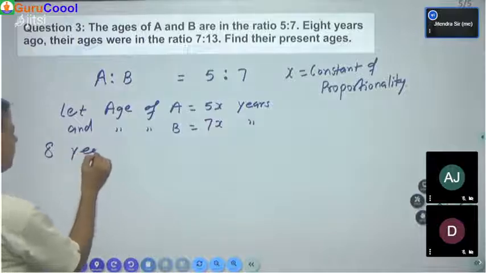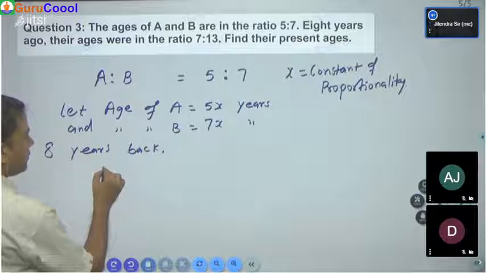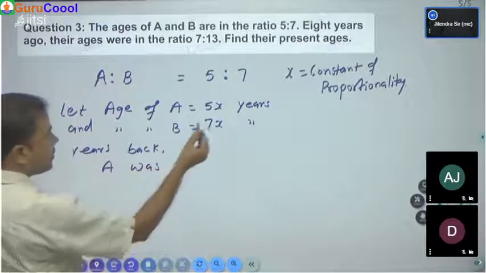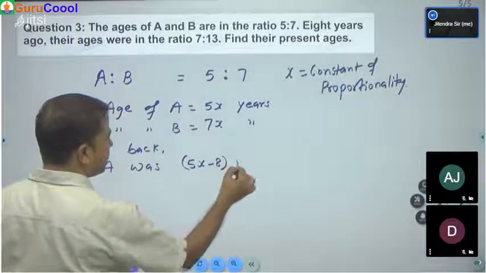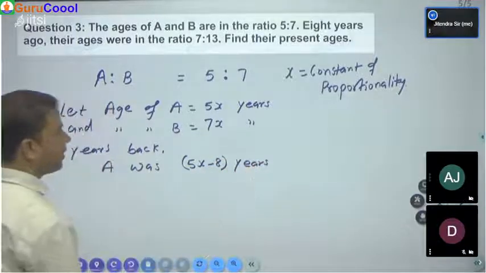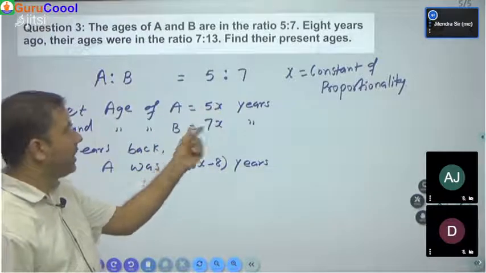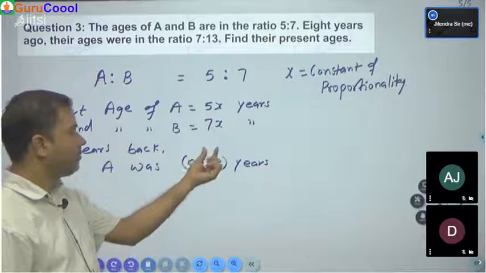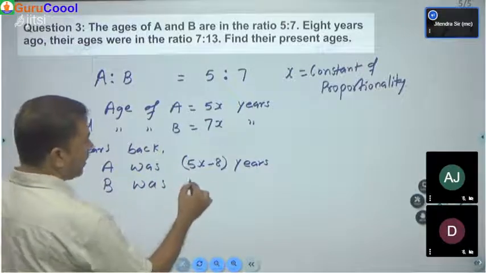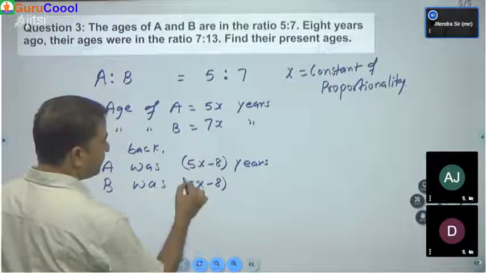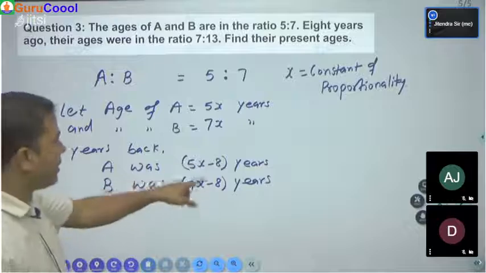8 years back, A was 5x minus 8 years, right? Yes, sir. Because his present age is 5x. Presently he is 5x years. 8 years back he was 5x minus 8. And B was 7x minus 8. So these were the ages 8 years back.